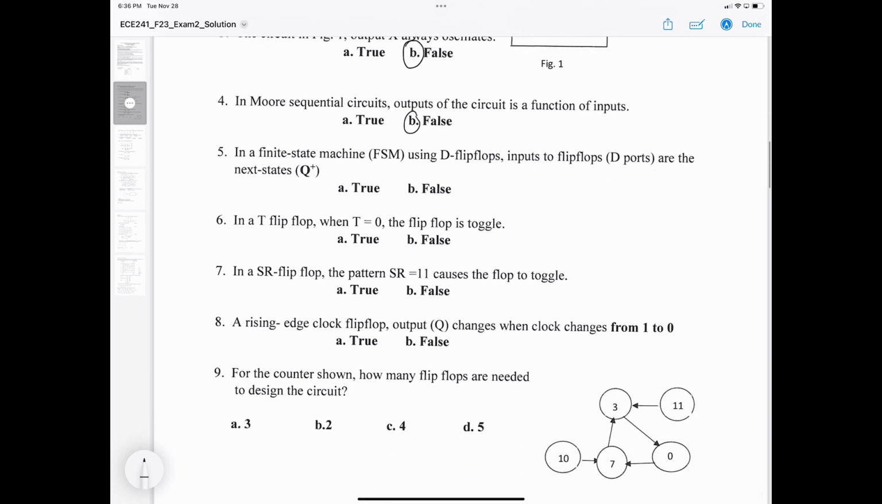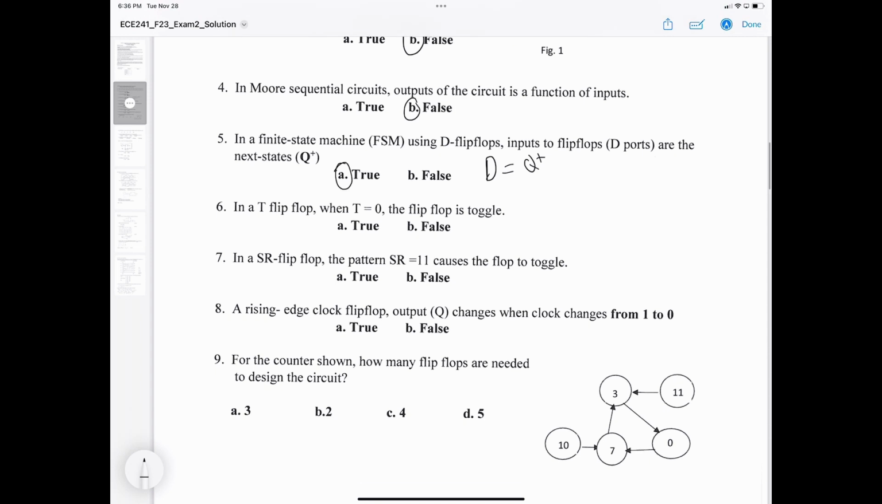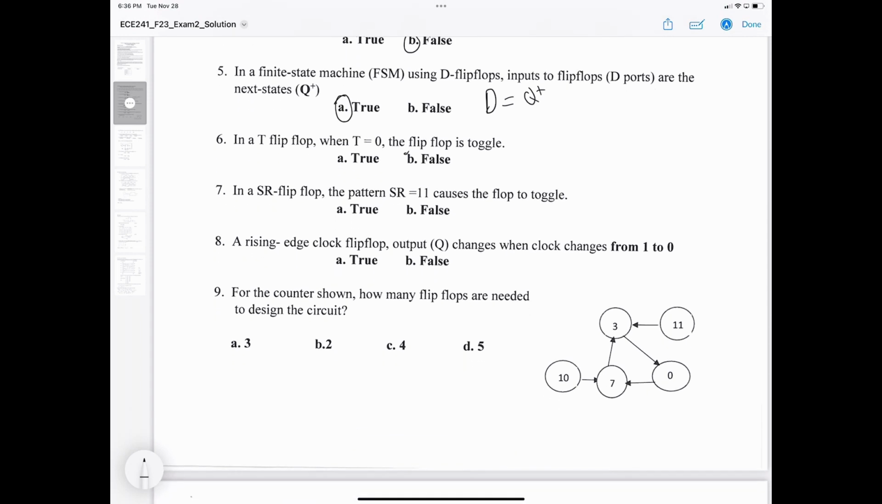I'm right. In a finite state machine, FSM using D flip-flops, inputs D are the next state's Q plus. So using D flip-flops, inputs to the flip-flop are the next state. Yes. On the excitation table, D is equal to Q plus. True. In a T flip-flop, when T is 0, it's hold.